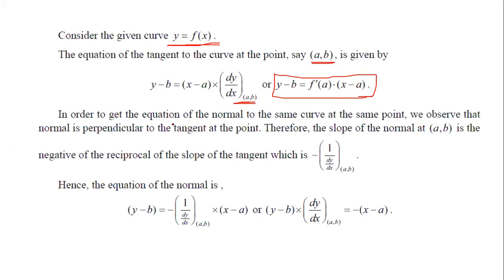In order to get the equation of the normal to the same curve at the same point, we observe that the normal is perpendicular to the tangent. Therefore, the slope of the normal at a comma b is the negative reciprocal of the slope of the tangent, minus 1 by dy by dx at a comma b. Therefore, what is the equation of the normal? Wherever dy by dx is there, we have to write minus 1 by dy by dx at the point a comma b.